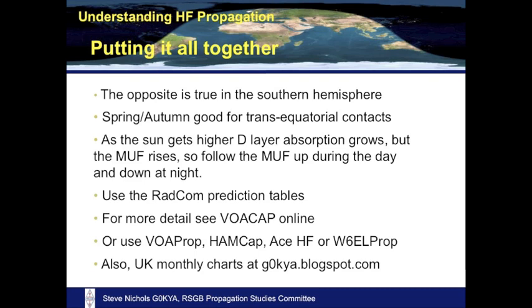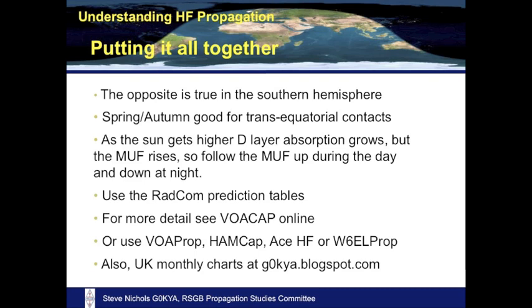And to recap then, as the sun gets higher during the day, D-layer absorption can grow, but the maximum usable frequency rises at the same time. So if you're trying to work a particular path, follow the maximum usable frequency up during the day and then back down again as the sun sets at night. So during the day you're going to be using 20 meters, 15 meters, 12 meters or upwards, but at night time as the sun sets, you're going to be dropping down to maybe 10 megahertz, 30 meters, 7 megahertz, 40 meters, or even 80 meters, 3.5 megahertz.